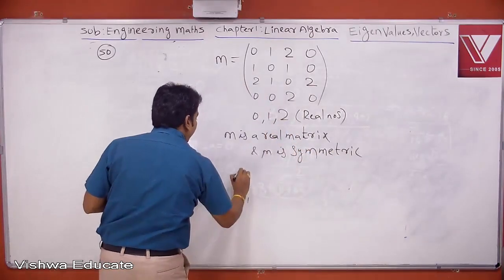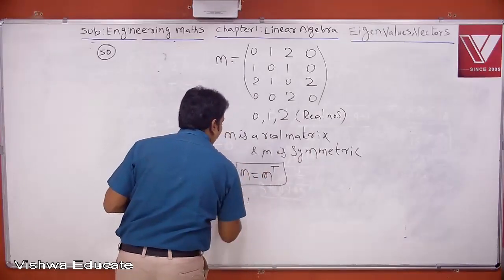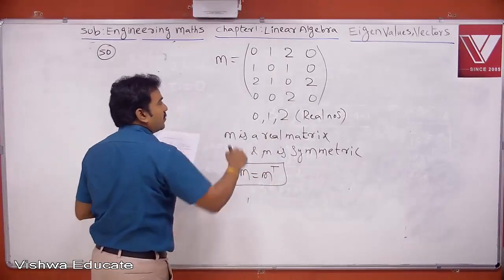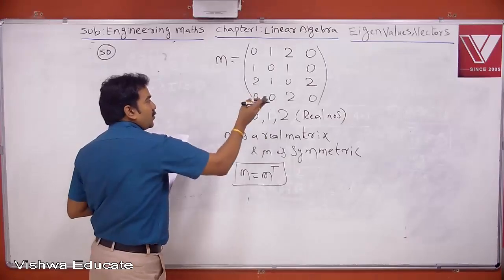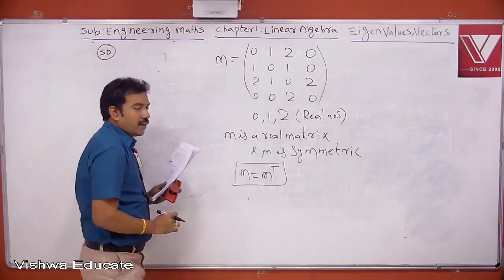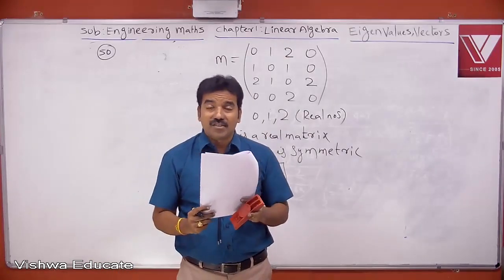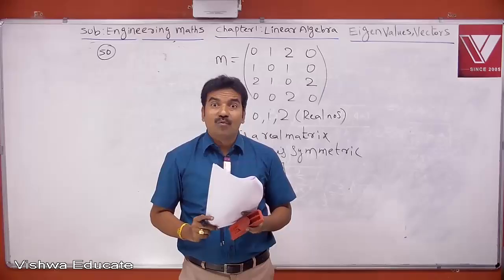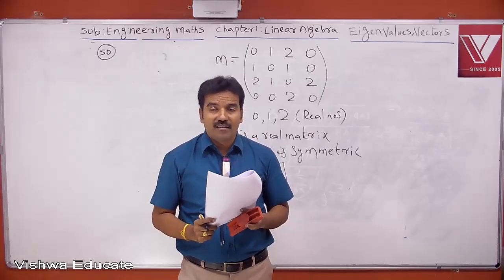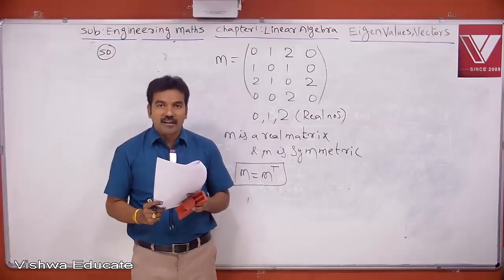You can look at this. Here M satisfies the transpose property: M is equal to M transpose. It is a real symmetric matrix. Just transpose this matrix, you will get the same. So here M is a real symmetric matrix. By one of the properties of eigenvalues we have discussed earlier, all eigenvalues of a real symmetric matrix are real.